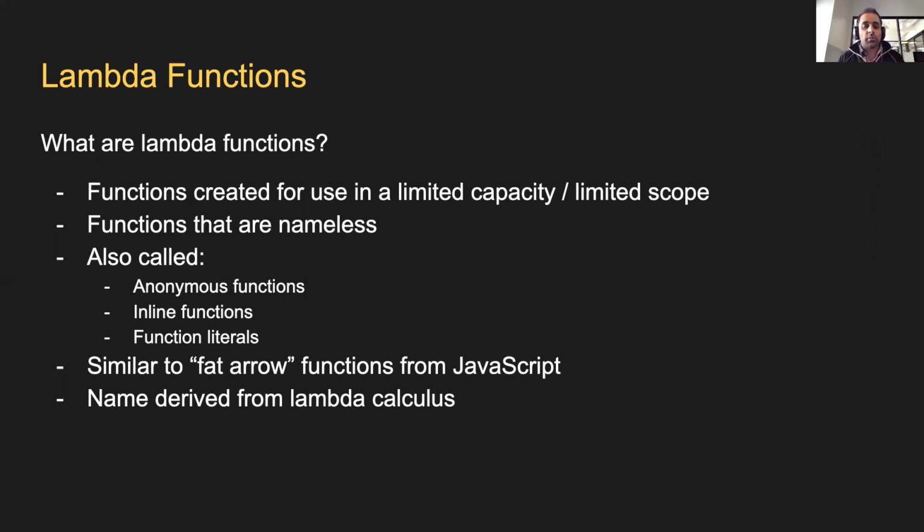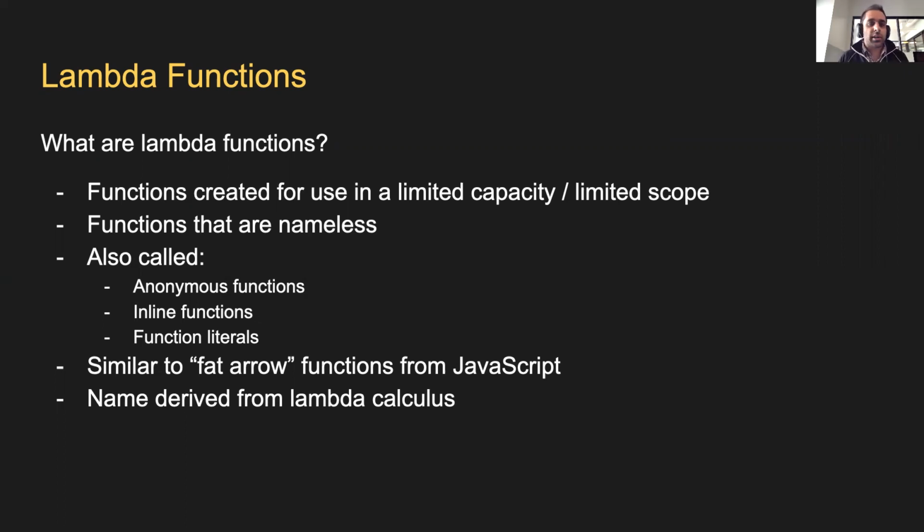So you're going to have here multiple variations of the same concept. Lambda functions are also known as anonymous functions because they don't have a name. You might hear inline functions, function literals, and then obviously in JavaScript, we call them fat arrow functions. They're all the same concept. It's just the idea of creating a function on the spot, using it, and then being done with it.